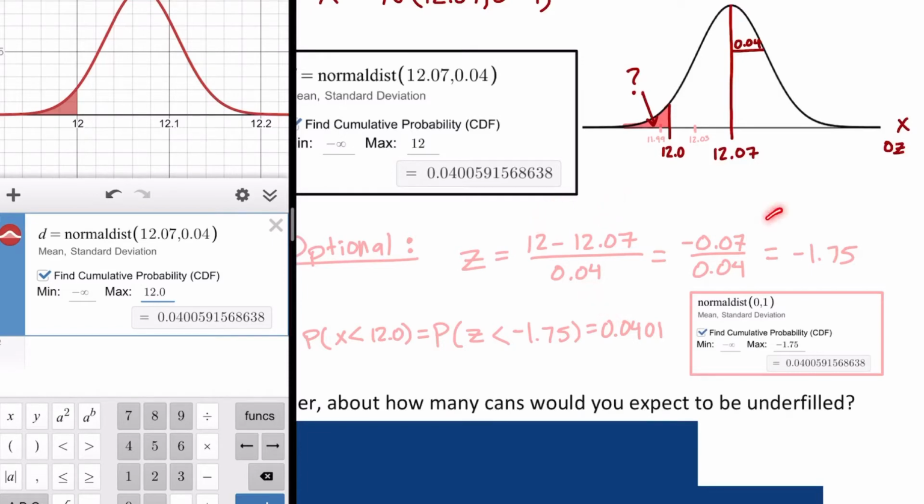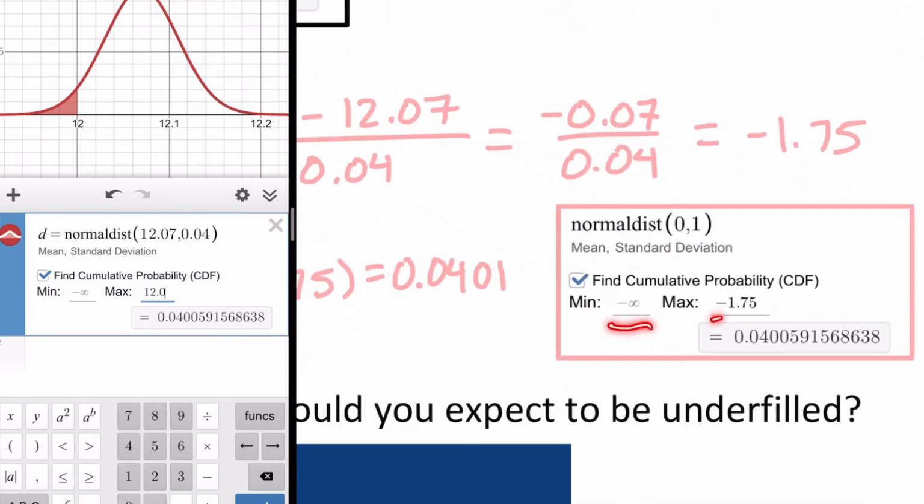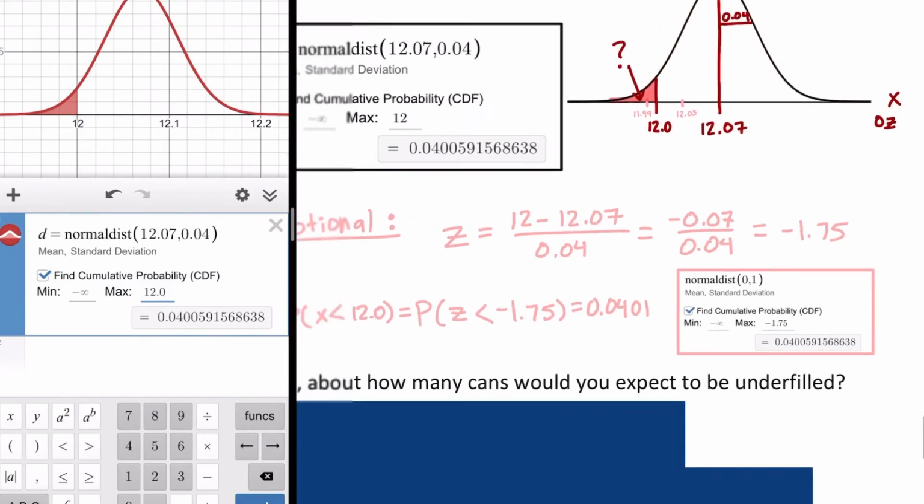So I get a numerator of negative 0.07 divided by 0.04, and we get negative 1.75. Notice if you think about that or skip count around, knowing this also helps you put the 12.0 in the correct location. So then the probability that x is less than 12 is the same probability that z is less than negative 1.75. So notice if I plug in from negative infinity to negative 1.75, I get the exact same thing. So there's two ways to work the same one.